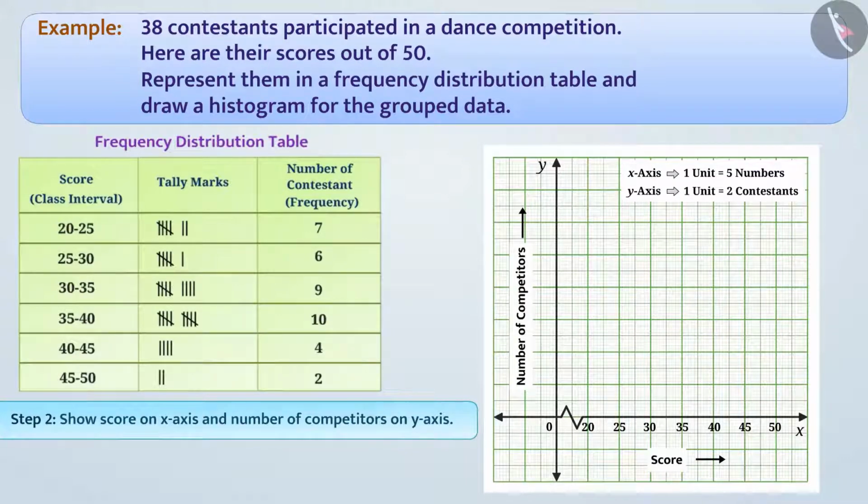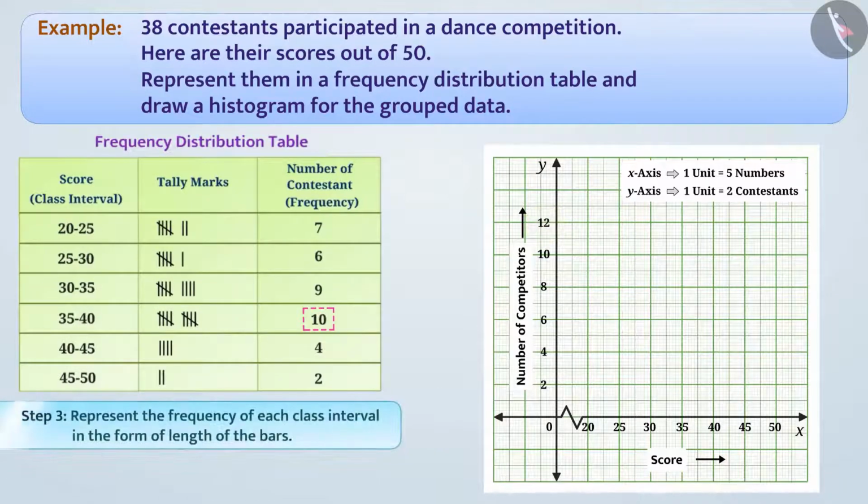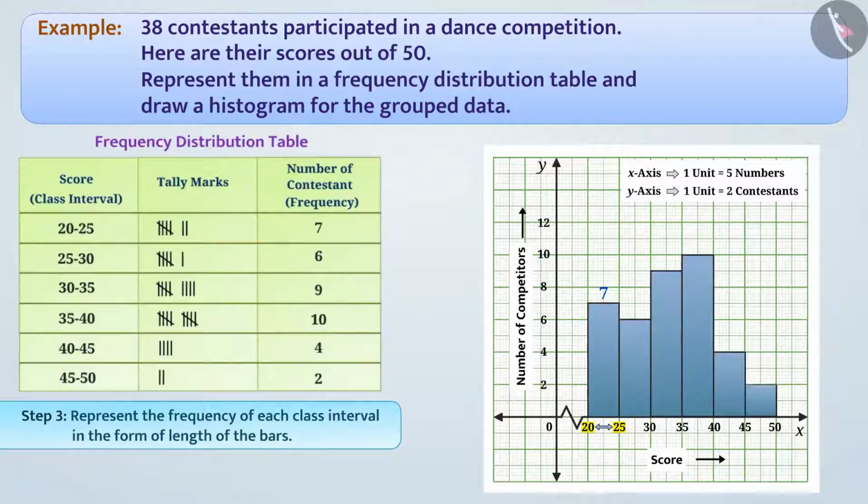The greatest frequency in the frequency distribution table is 10. So, we can take the number of contestants on the y-axis 1 unit more than it, that is 12. Now, we will represent the frequency of each class interval in the form of length of the bars. For example, to represent the frequency of the class interval 20 to 25, we will draw a bar whose length will be 7 contestants. Similarly, we will show the frequency of all class intervals. Keep in mind that we will keep the width of the bars equal and will not keep any distance between the bars.